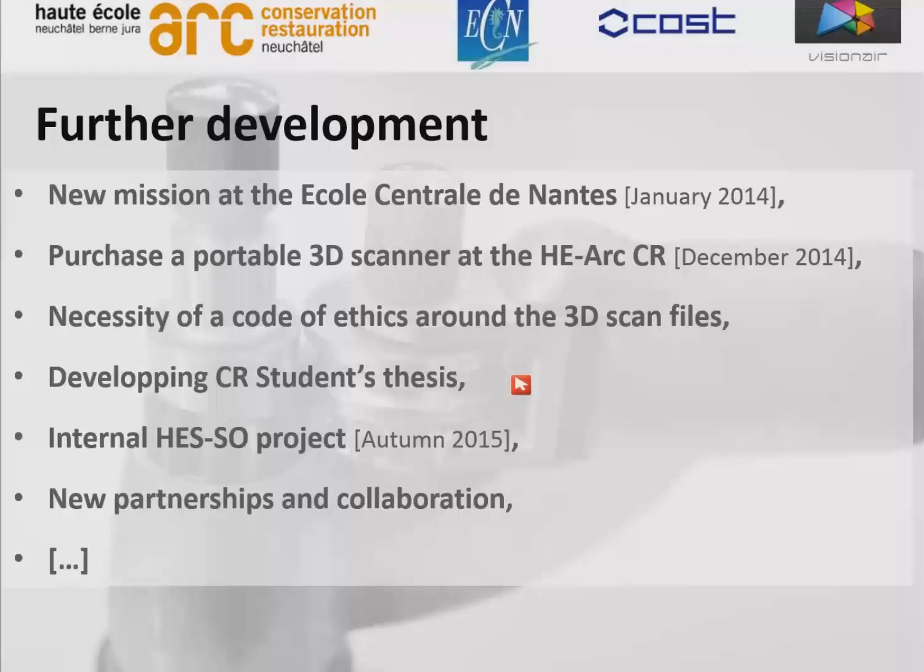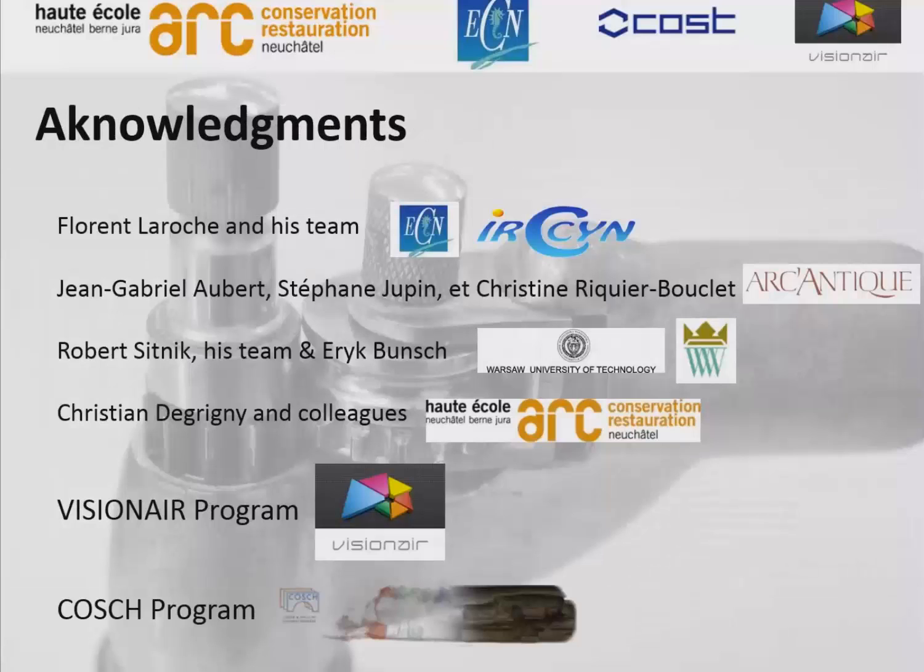Next year we are maybe applying for an internal university project here, also in Neuchâtel, around this topic, and we hope also to find a partner and new collaborations around this world of cultural heritage, and other developments are in thinking right now.